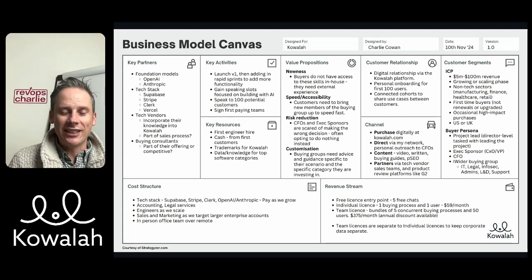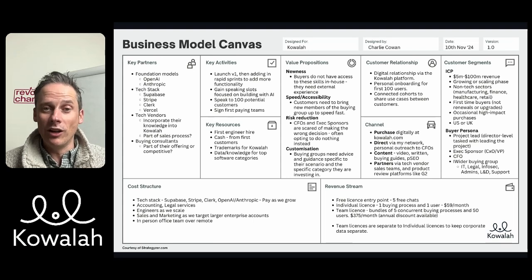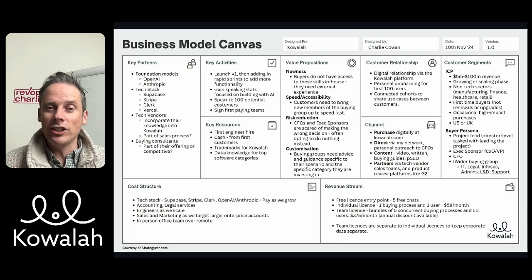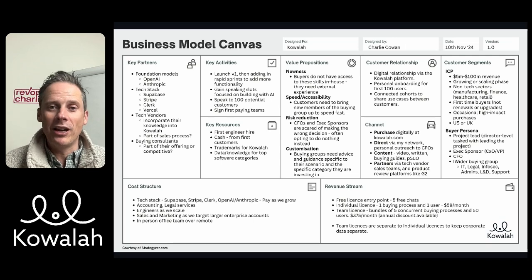A second value proposition is about speed and accessibility. So how fast can they get access to this information? Well, if you are going to use an external consultant, you've got to find someone and you've got to hope that they are available, but are they available 24/7? Do they have immediate knowledge of everything that's going on in that category? Maybe not. So we can bring your new members of the buying team up to speed fast by using this new platform.